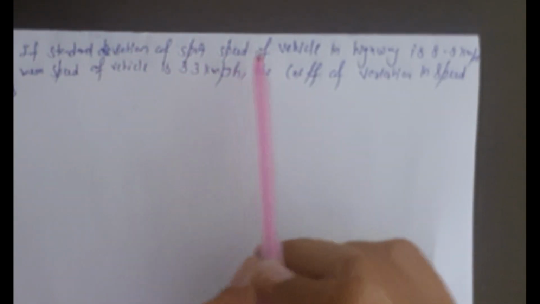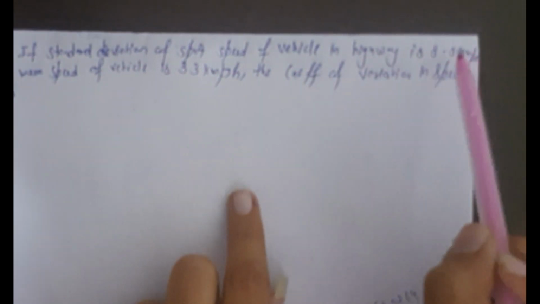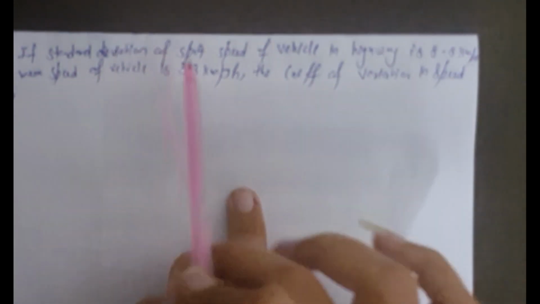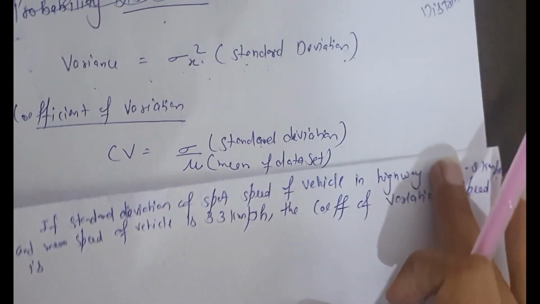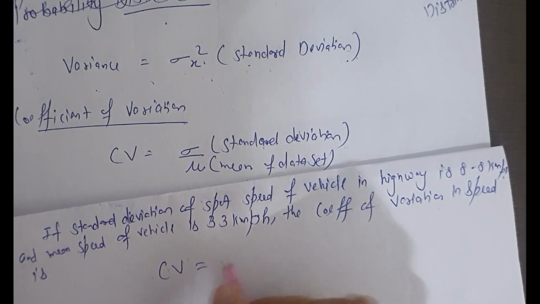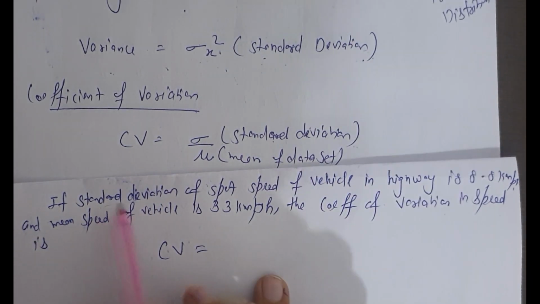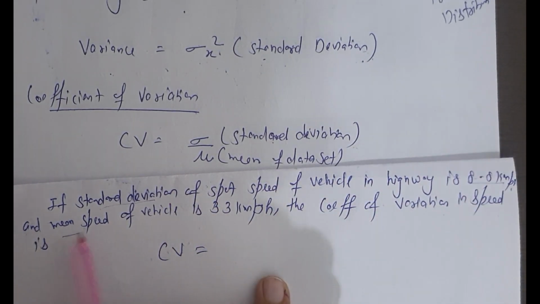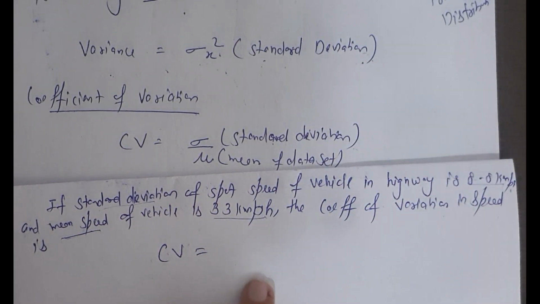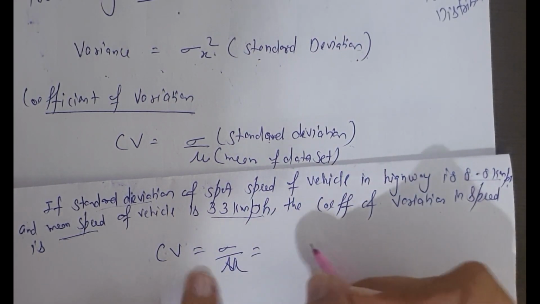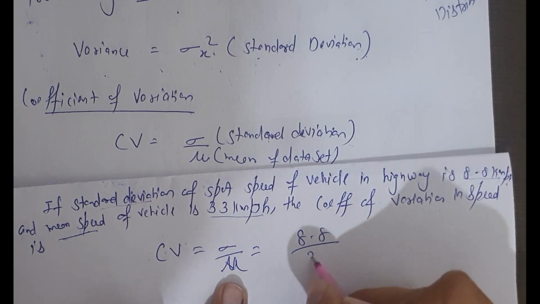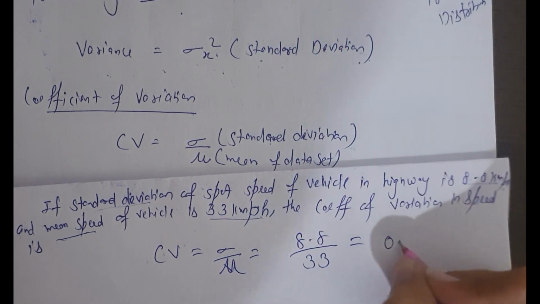Standard deviation of spot speed of vehicles on a highway is this and mean speed of vehicles is this, then the coefficient of variation in speed is. How do we find the coefficient of variation? That is standard deviation upon mean. We are given the standard deviation and we are given the mean speed, then we can find it very easily.